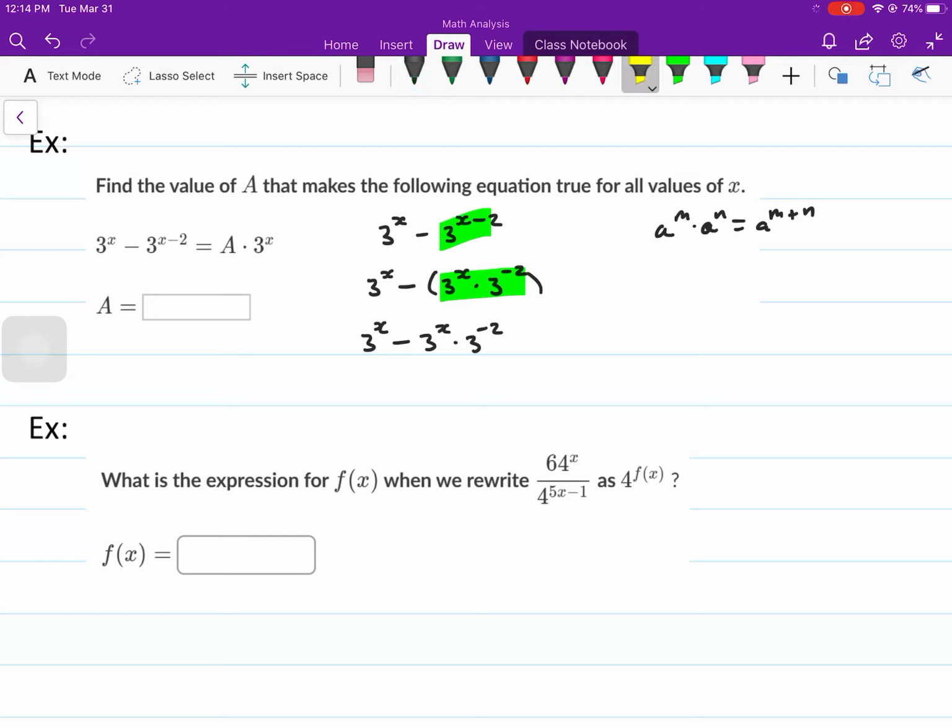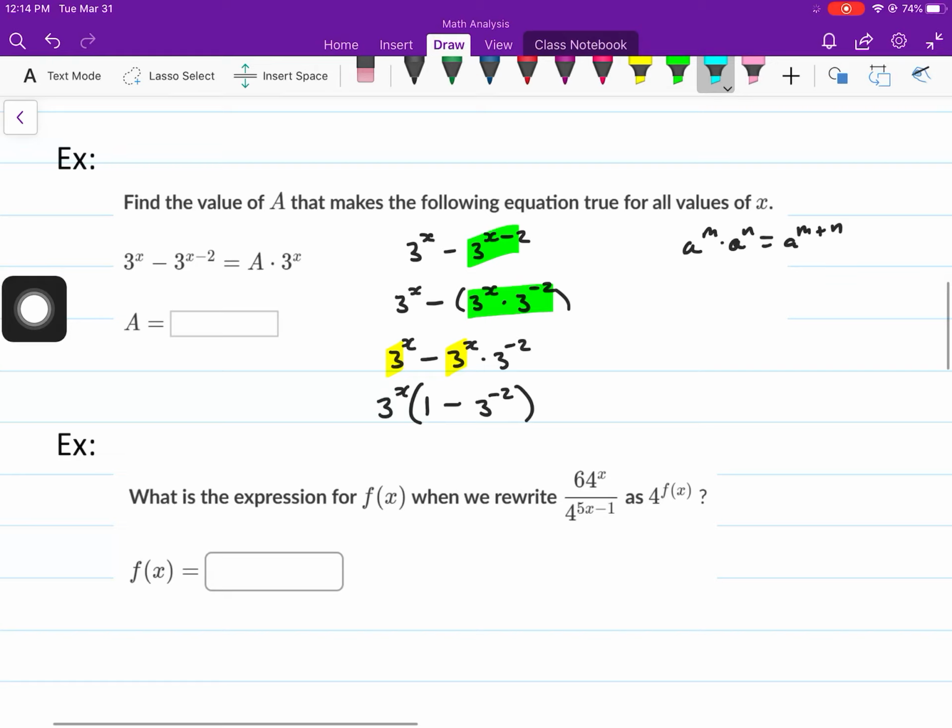And then what I'm going to do is I have the 3 to the x in both terms. I can factor that out, leaving us with 1 minus 3 to the negative 2. So here we have our 3 to the x, and here, this is a. So a is equivalent to 1 minus 3 to the negative 2.